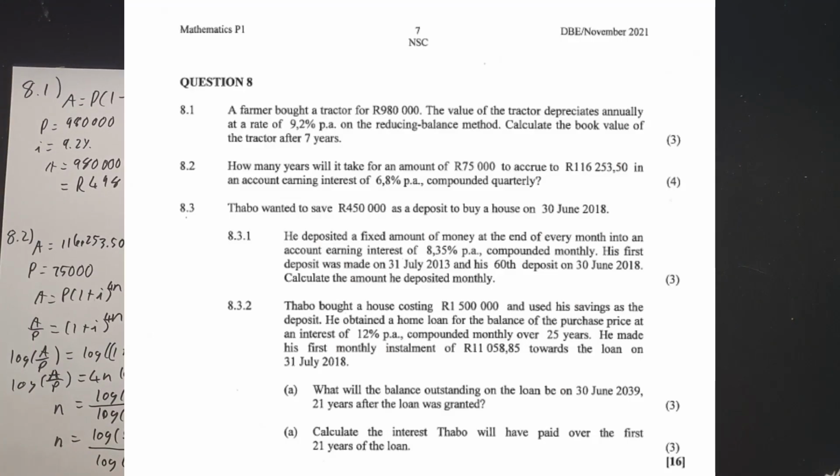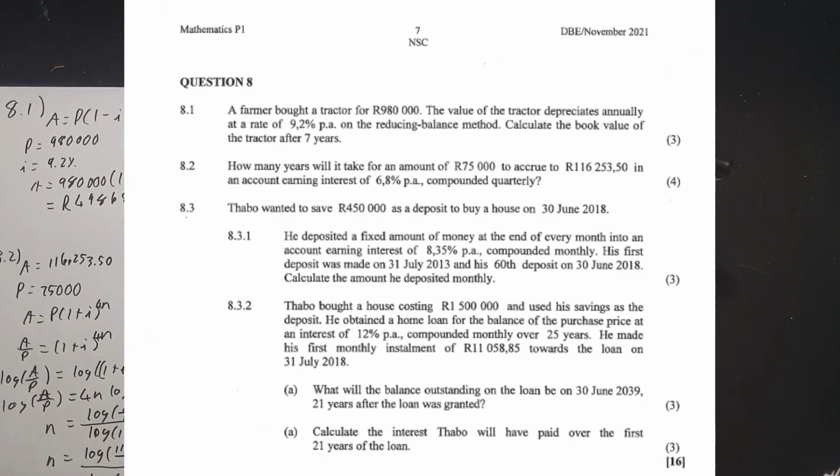Now 8.3 says that Tabo wants to save 450,000 as a deposit to buy a house on the 30th of June 2018. Then 8.3.1 says he deposits a fixed amount of money at the end of every month into an account earning interest of 8.35% per annum compounded monthly. His first deposit is made on the 31st of July 2013 and his 60th deposit is made on the 30th of June 2018. Calculate the amount he deposits monthly. So we are looking for the monthly installments.